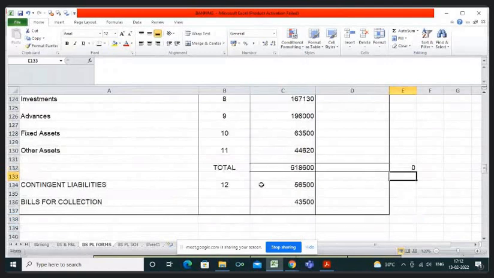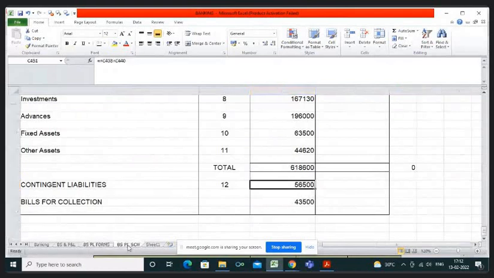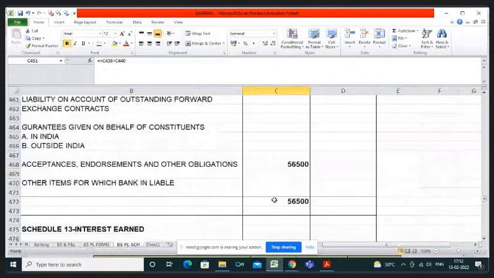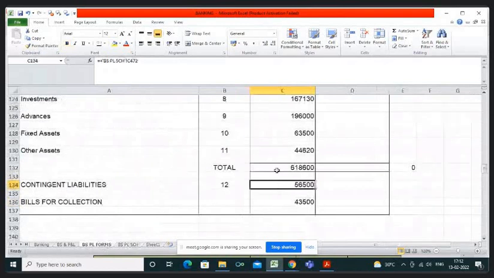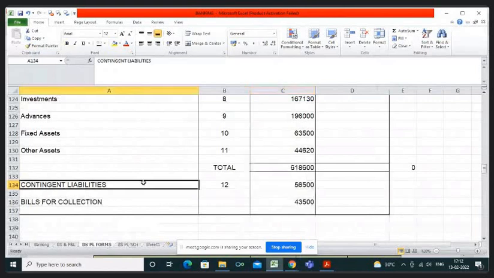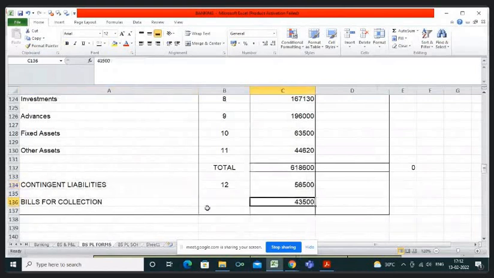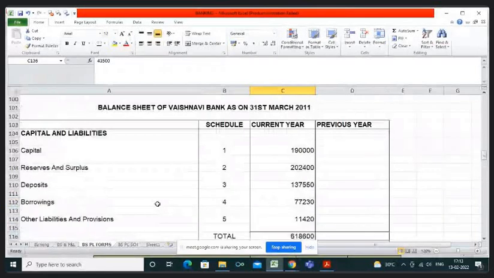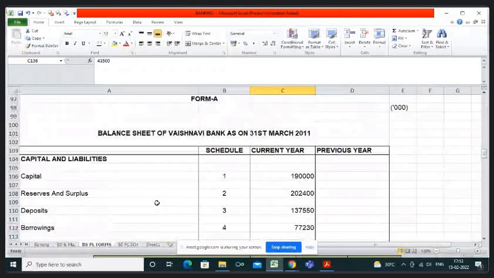Now I will take the total from contingent liabilities. This will not affect the total of my balance sheet, but this has to be disclosed as part of the balance sheet, 56,500 separately. We should not add this to the balance sheet total. This is an off balance sheet item. Then bills for collection 43,500. I have straight away put this up. There are no schedules for this. So now what have I completed? I have completed my profit and loss account as well as the balance sheet. So this is the process you have to follow while answering the examination question.